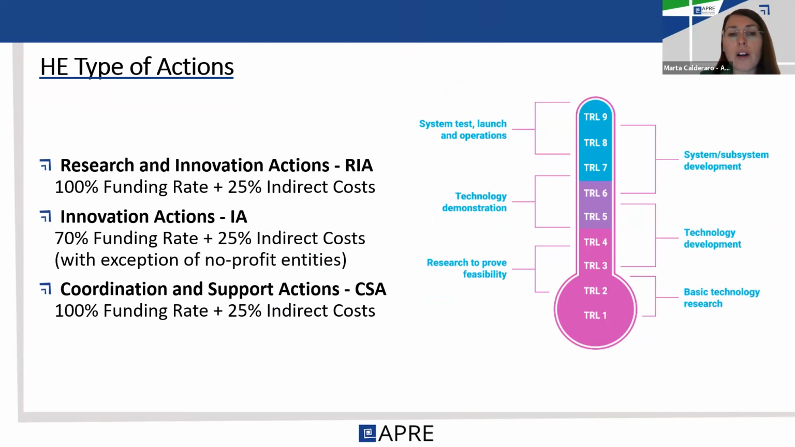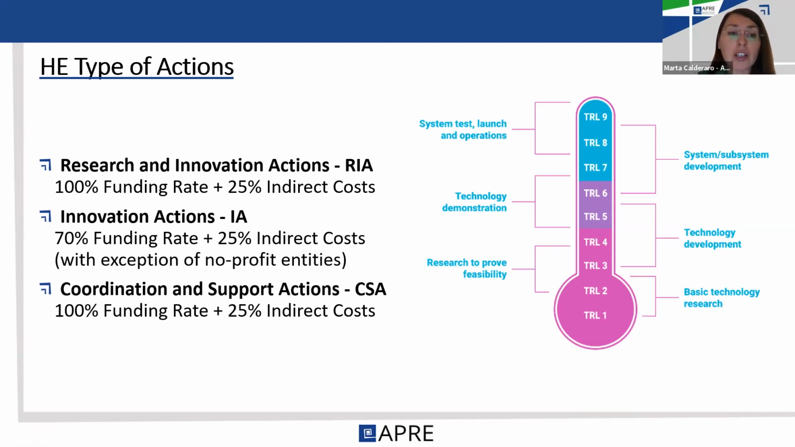So we have research and innovation actions that are going to give a 100% funding rate for all the different legal entities participating in a consortium. So actually within the research and innovation action, research centers, universities, small and medium enterprises, as well as large enterprises can participate with the 100% funding rate, plus, of course, the 25% of indirect cost. The research and innovation actions, as you can see, are following the first levels of technology readiness levels. So actually, they are focused more on research spanning from TRL 1 to TRL 4 for the technology development.